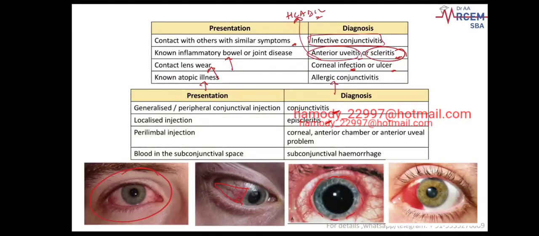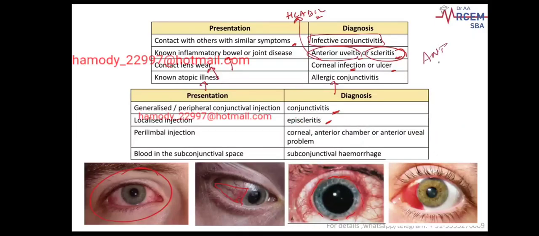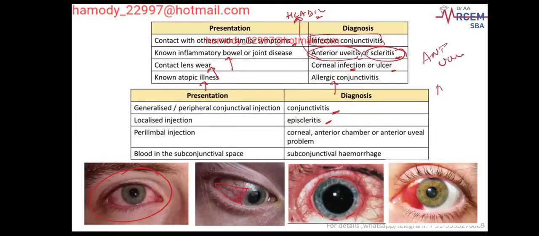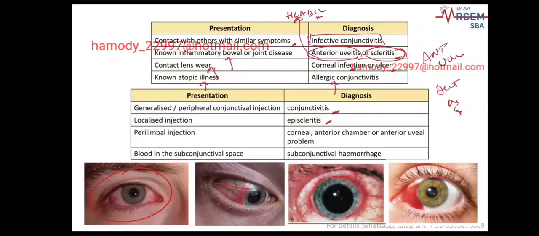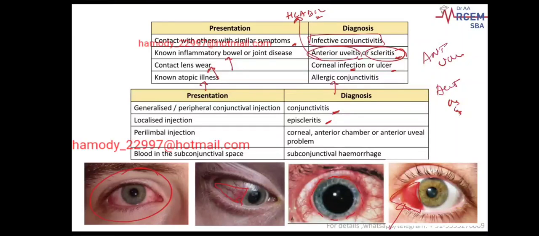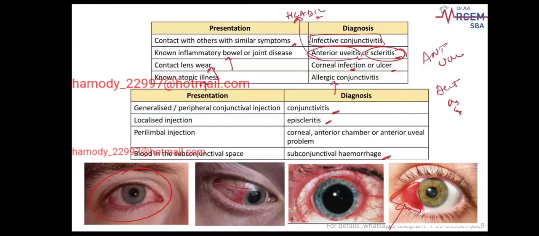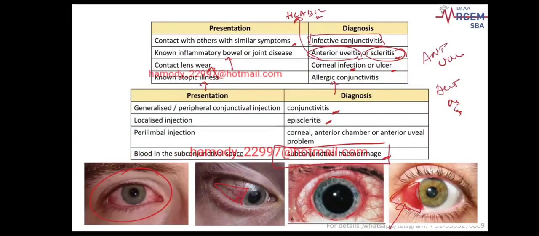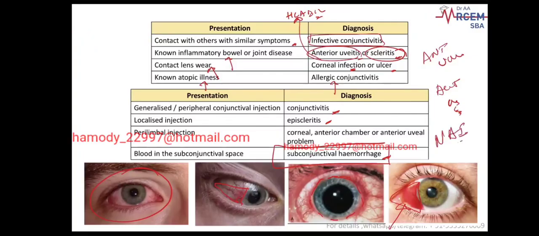Think of two differential diagnoses: either it is an anterior uveitis or it is an acute angle closure glaucoma. Whenever it is completely red, like a paint color, in one part of the sclera, think of subconjunctival hemorrhage in this individual. Subconjunctival hemorrhages are treated symptomatically, nothing needs to be done, unless it is in the pediatric age group, where you need to think of a non-accidental injury.